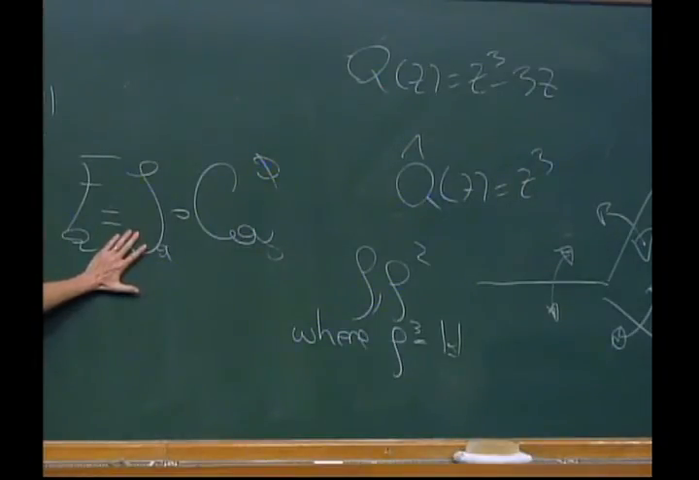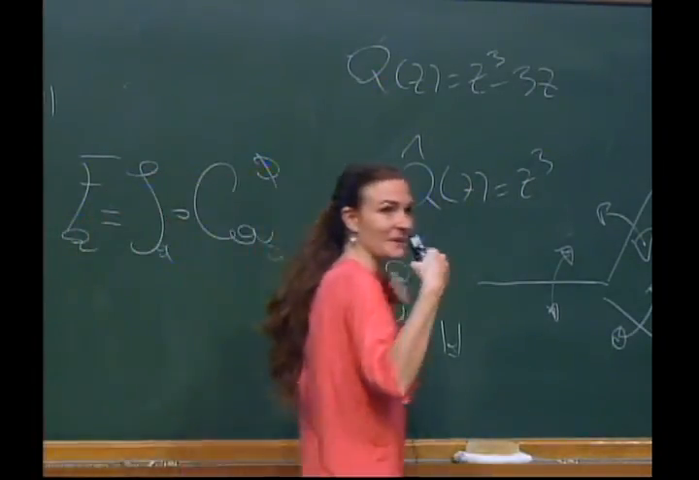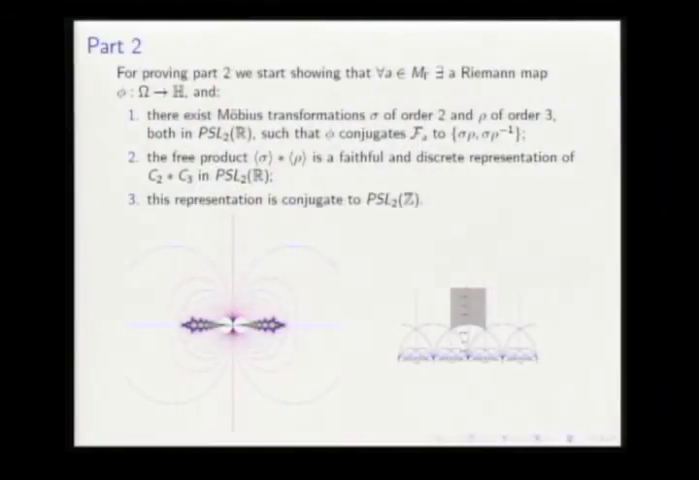So it's not that difficult to guess that we can bring this also to some order 2 generator. So you have that your Riemann map conjugates the branches of F_A to some Möbius transformation sigma of order 2 and some Möbius transformation rho of order 3. Then you have to prove that the representation you get is actually the modular group, but that part is quite more technical.